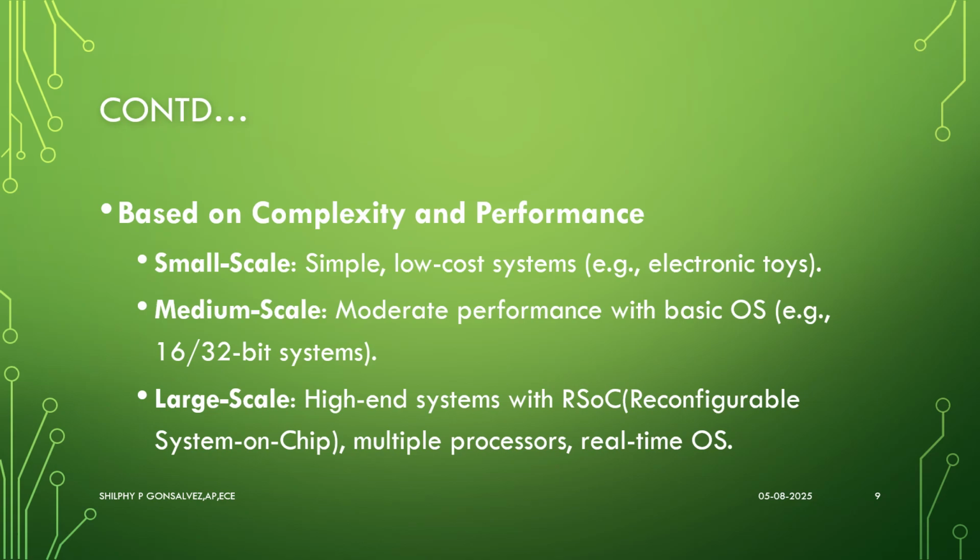Based on the complexity and performance, embedded systems can be divided into small scale, medium scale, or large scale. Small scale means a simple and low cost system, for example the embedded system found in electronic toys. Medium scale has moderate performance compared to small scale with a basic OS, for example 16 and 32-bit systems. The large scale is a high-end system with reconfigurable SoC, multiple processors, and real-time OS.